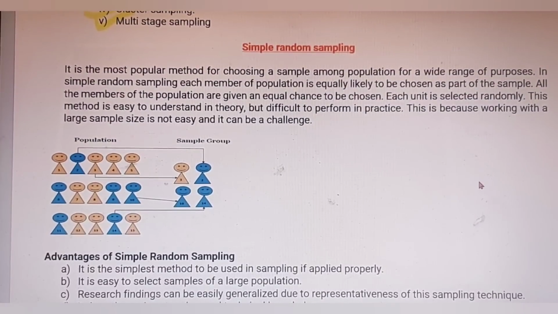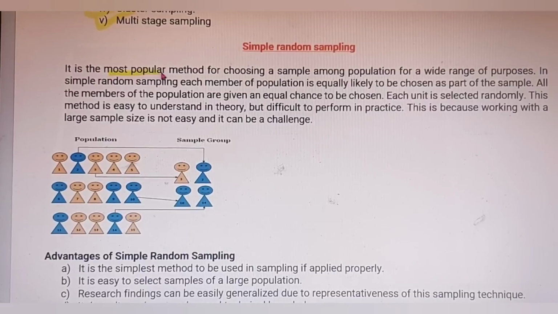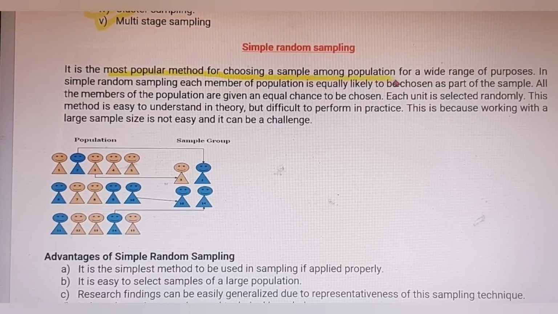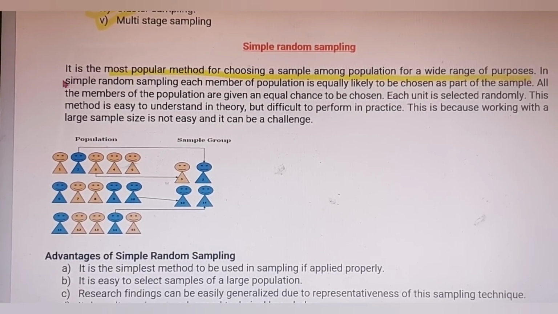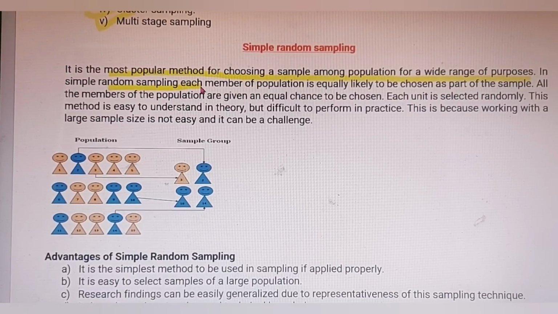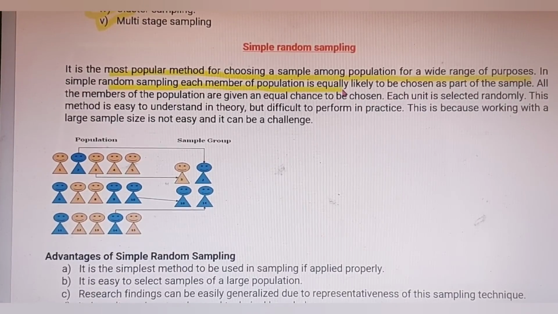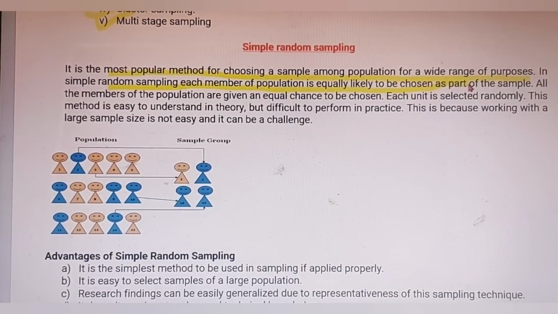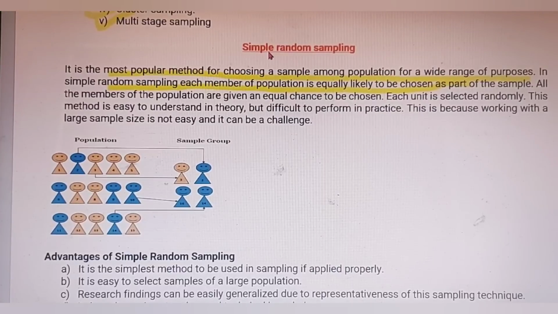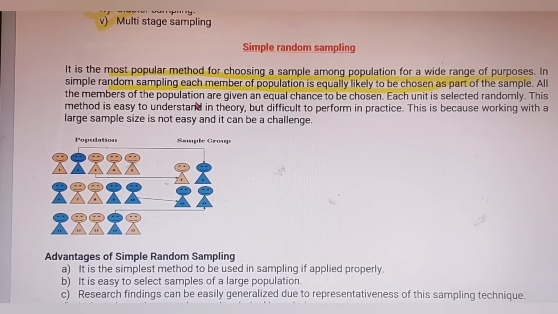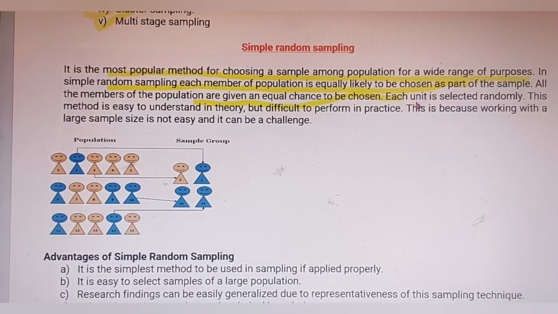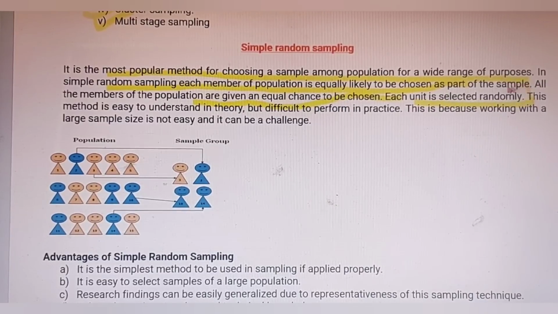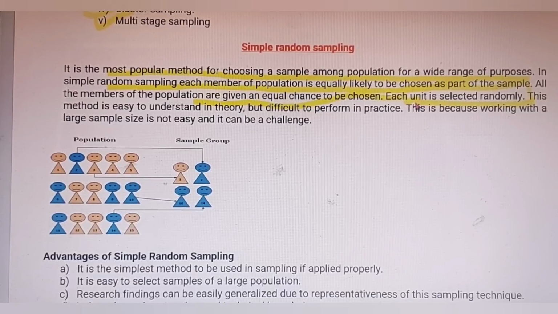Simple random sampling is one of the most popular methods of choosing samples among the population for a wide variety of purposes. In simple random sampling, each member of the population is equally likely to be chosen as part of the sample, and all the members of the population are given an equal chance to be chosen. But each unit of the population is selected randomly. So this is one key sentence here.